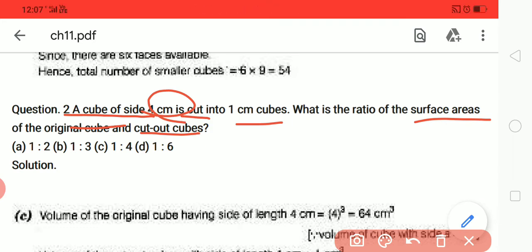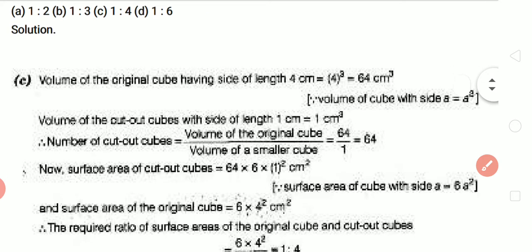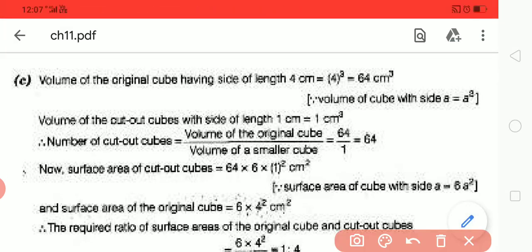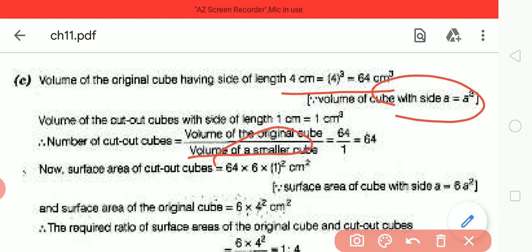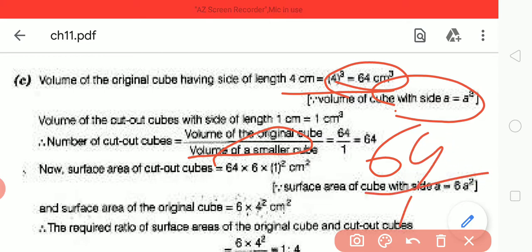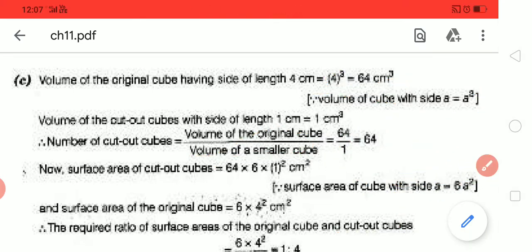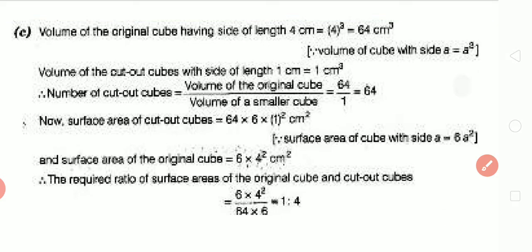Okay, so let us start. You can find it by the surface area also, and here it is done by the volume. So how many cubes can be there? At first we have to find out the volume of the cube to be cut divided by the volume of the smaller cube that we want to cut. So 4 cube by 1 cube. 4 cube is 4 times 4 is 16, 16 times 4 is 64, and divided by 1 cube is 1. So it is 64 ratio 1. So 64 cubes can be cut from here.